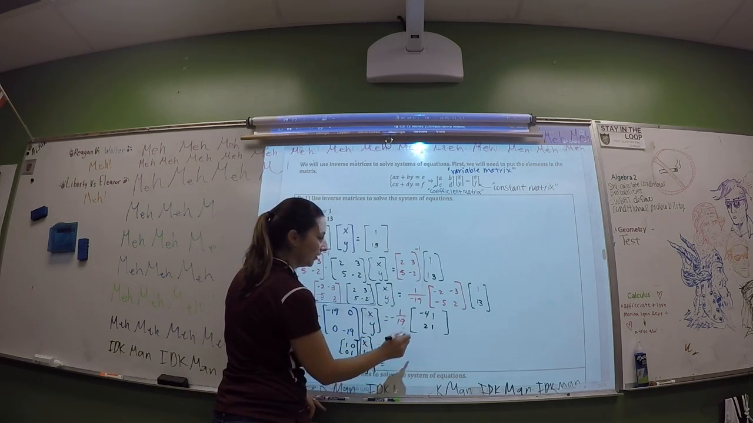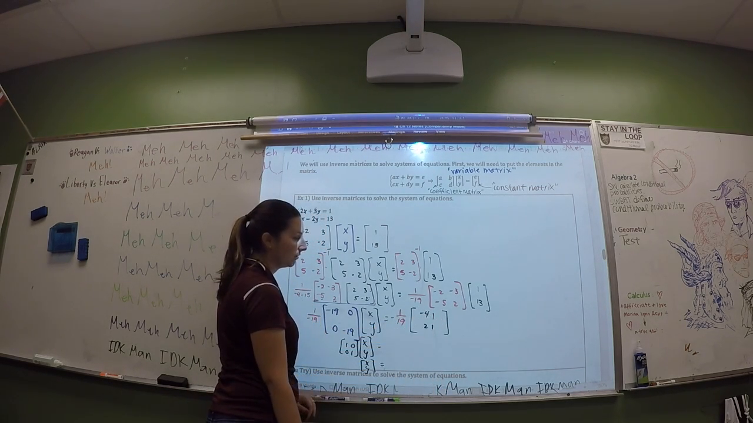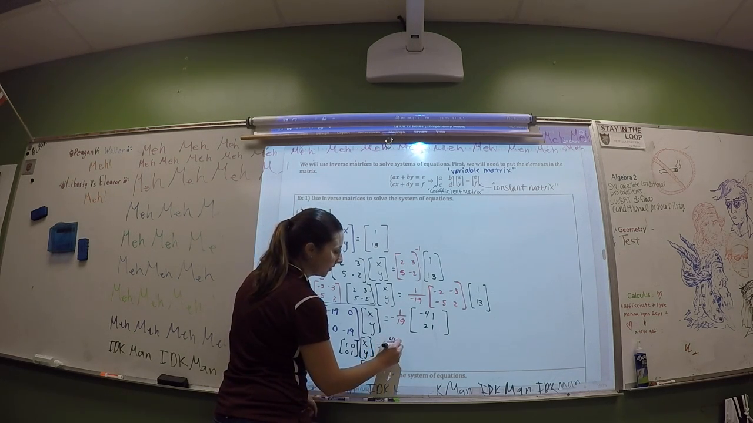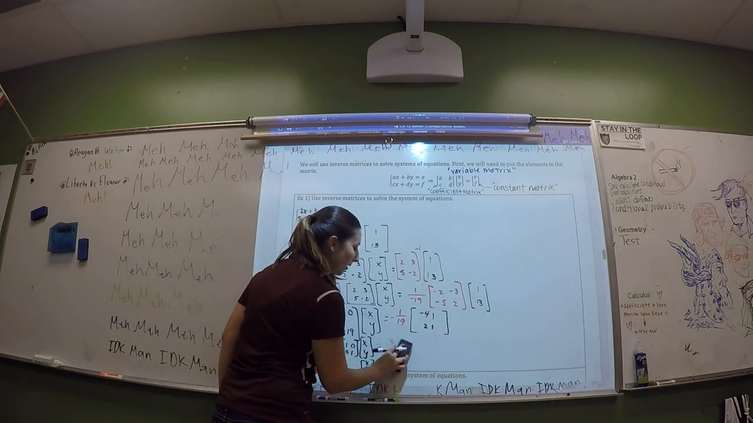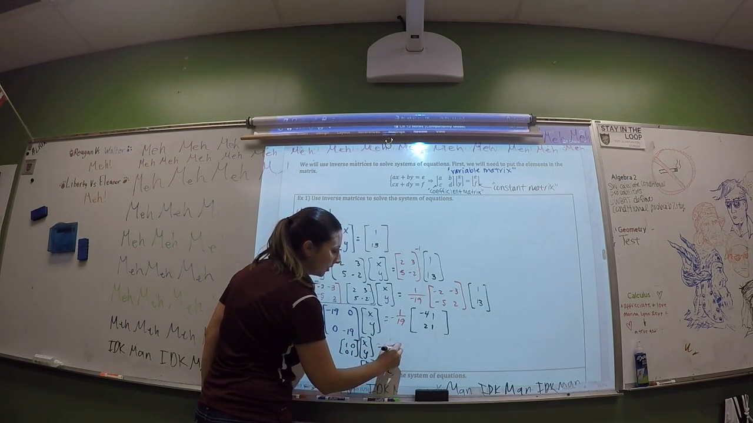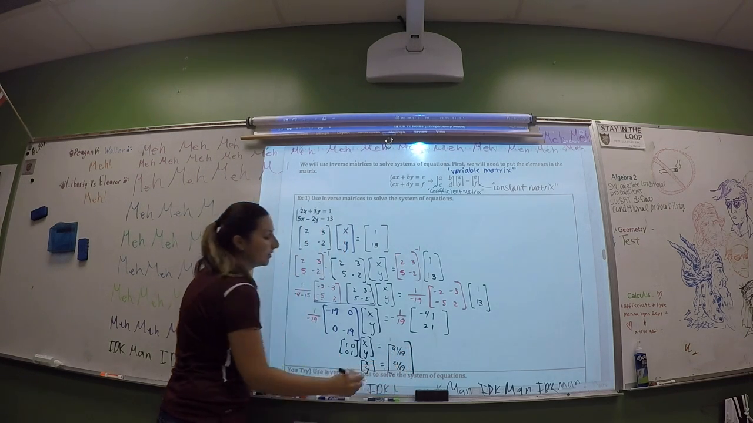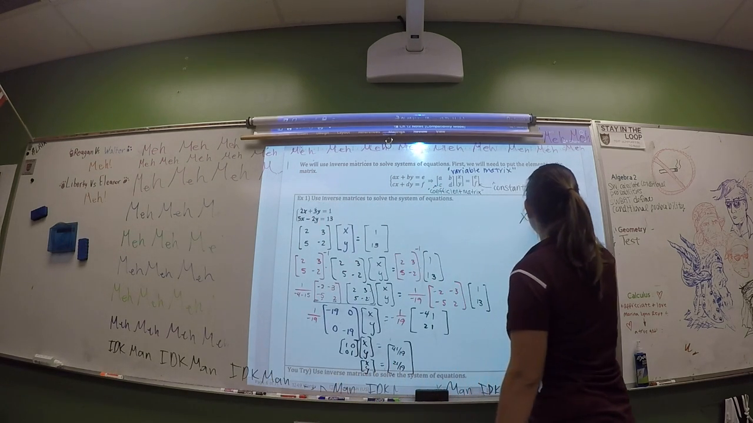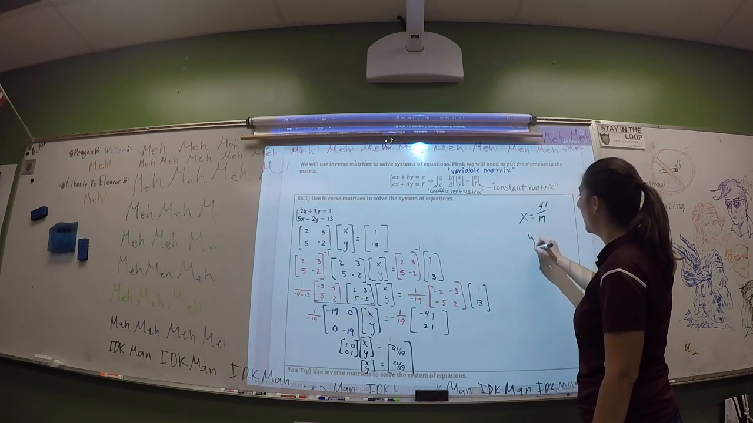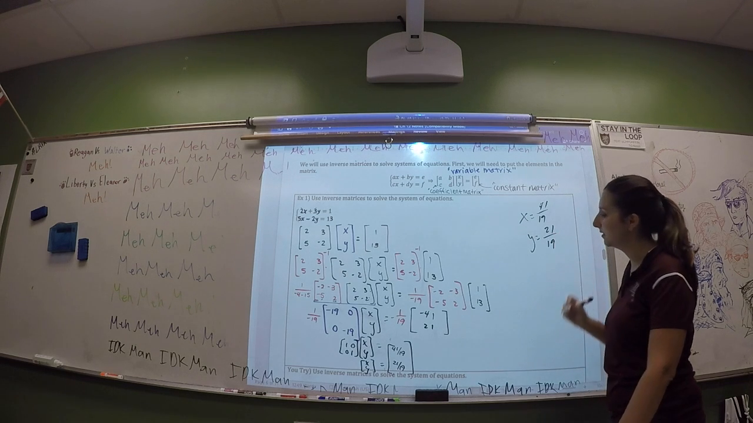Over here, we're just going to multiply those by 1 over 19. So you just get 41 over 19, and I don't have enough room to write that there, so I'm just going to put it down here. You get 41 over 19 and 21 over 19. What that means is x is 41 over 19, and y is 21 over 19.